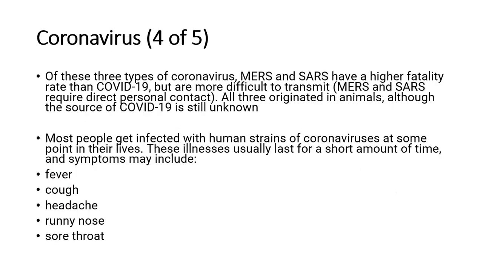Of the 3 types of coronavirus, MERS and SARS have a higher fatality rate than COVID-19. You wouldn't think about it considering how many people died from COVID, but they are more difficult to transmit. So that was the problem with the COVID. All 3 originated in animals, although there's some discussion about what the source is, and I'm not going to play the political game there.